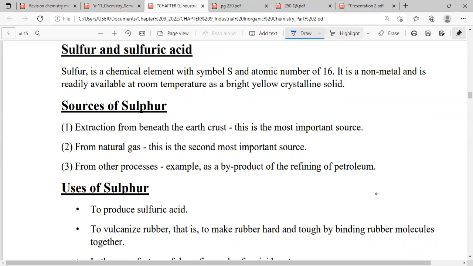To begin with, just as you said just now, the symbol for sulfur is S, and it has an atomic number of 16. So in which group of the periodic table will you find sulfur?